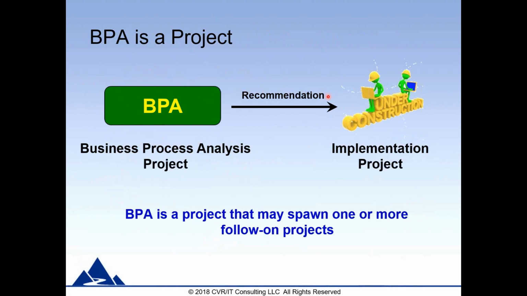The recommendations are handed off to management, and if management agrees that they want to do this, a second follow-on project is created, the implementation project, where we actually put the improvements in place. So process analysis is a project unto itself, and it needs to be defined as such, have its own team, its own time frame, and so on. Its goal is to come up with recommendations for improvements. Those improvements are carried out in a follow-on project.